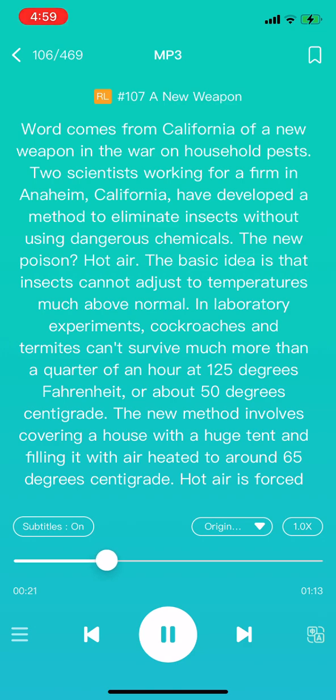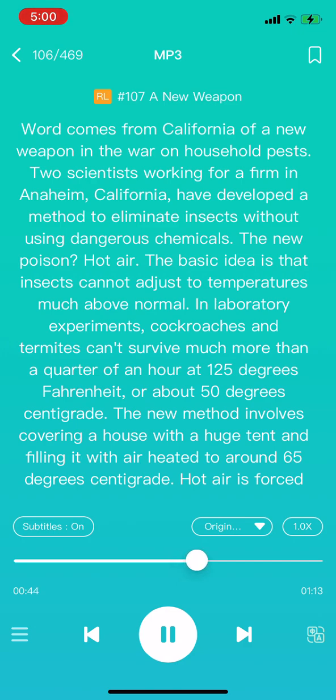In laboratory experiments, cockroaches and termites can't survive much more than a quarter of an hour at 125 degrees Fahrenheit, or about 50 degrees centigrade. The new method involves covering a house with a huge tent and filling it with air heated to around 65 degrees centigrade. Hot air is forced in with fans, and the tent keeps the heat inside the house.